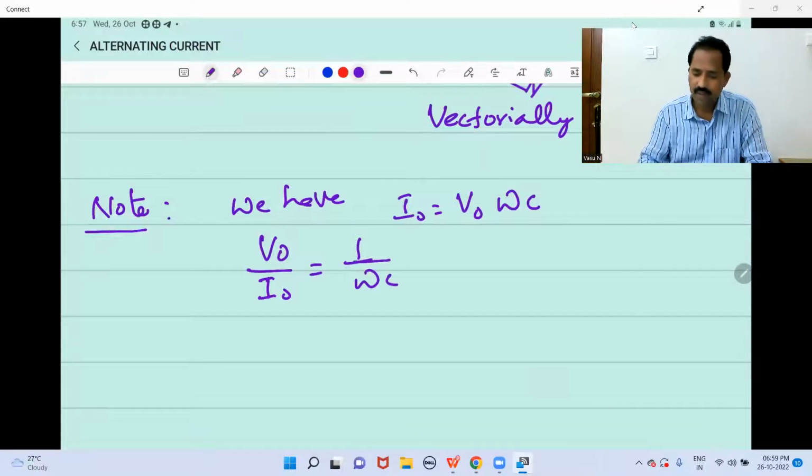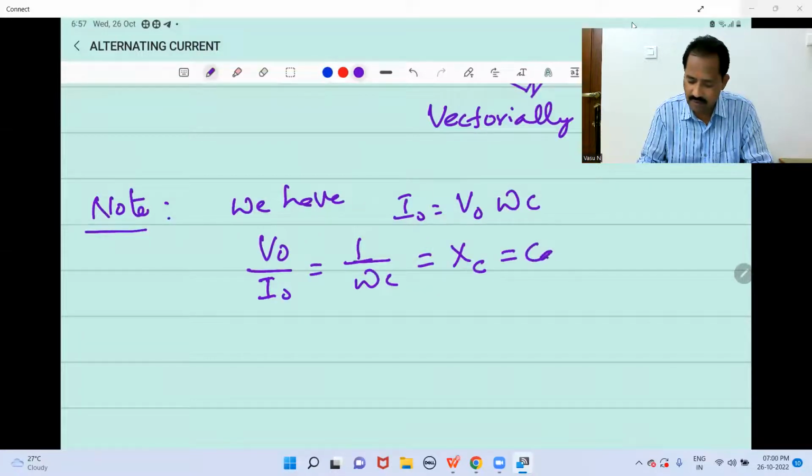Look at that. What does the term V naught by I naught indicate? Kind of opposition to the flow of AC. That opposition is called capacitive reactance denoted by XC. XC is called capacitive reactance.